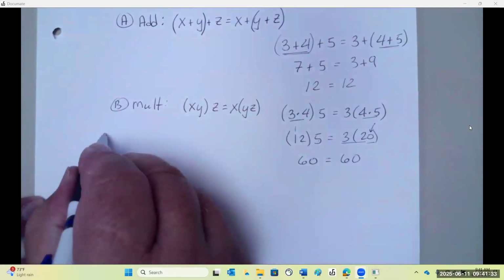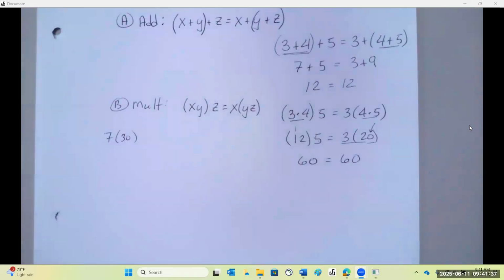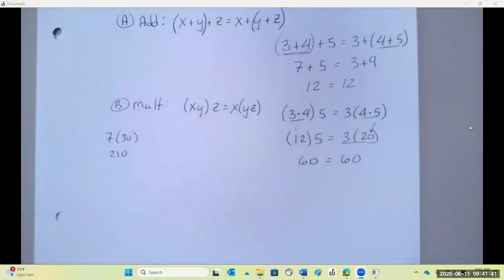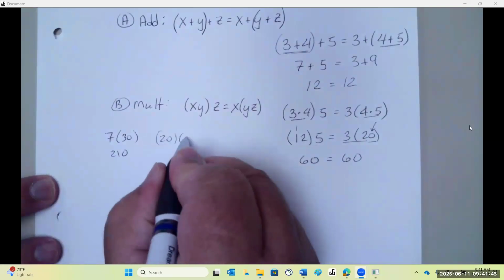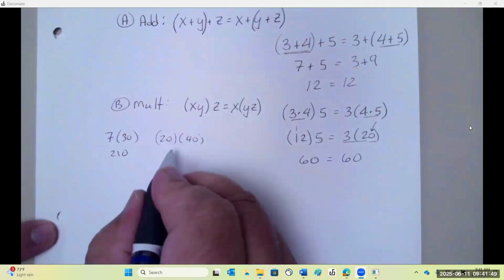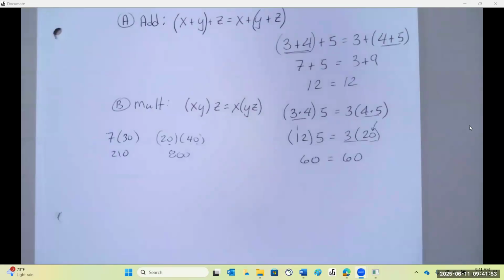So if I give you 7 times 30, what is 7 times 3? With a 0 at the end of it. Or 20 times 40. What is 2 times 4? 8, with 2 zeros behind it. So whenever you multiply with zeros.